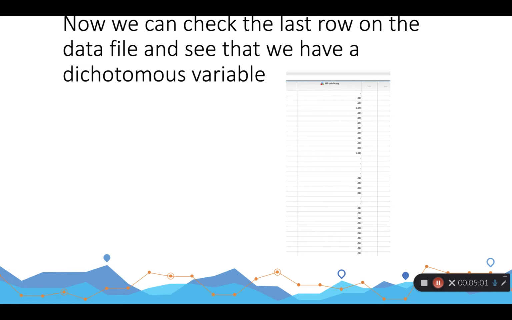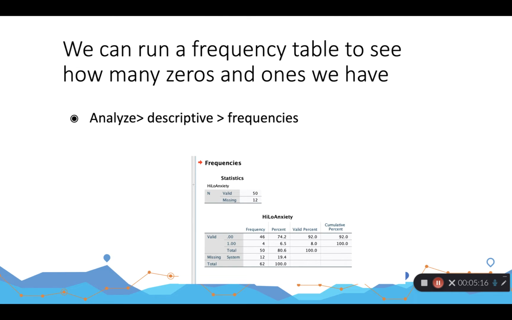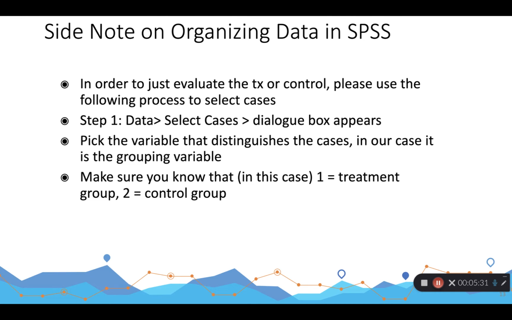And SPSS will generate some descriptive statistics output, but you can also see the data file generates one more variable in the column high-low anxiety, and you have a new column of data. As you glance down that column, you can see it's all zeros and ones. If you'd like to know just how many of each item you have, you can run a frequency by clicking on Analyze, Descriptive, and Frequencies. Here we see we have 46 participants with low anxiety and 4 participants with high anxiety.